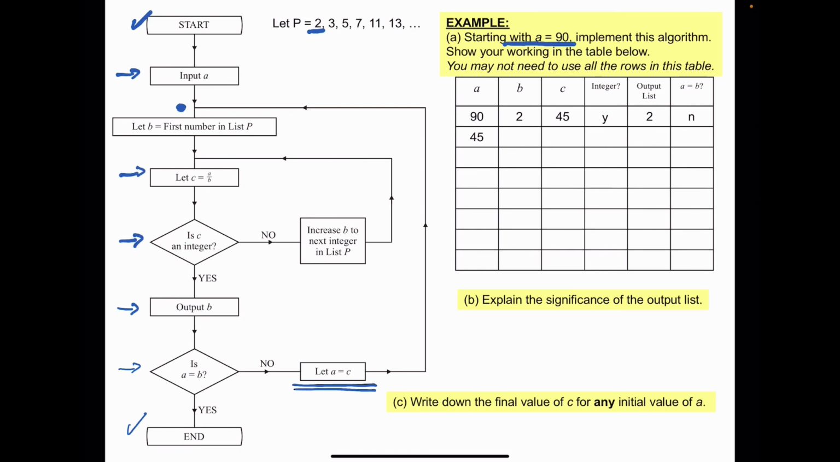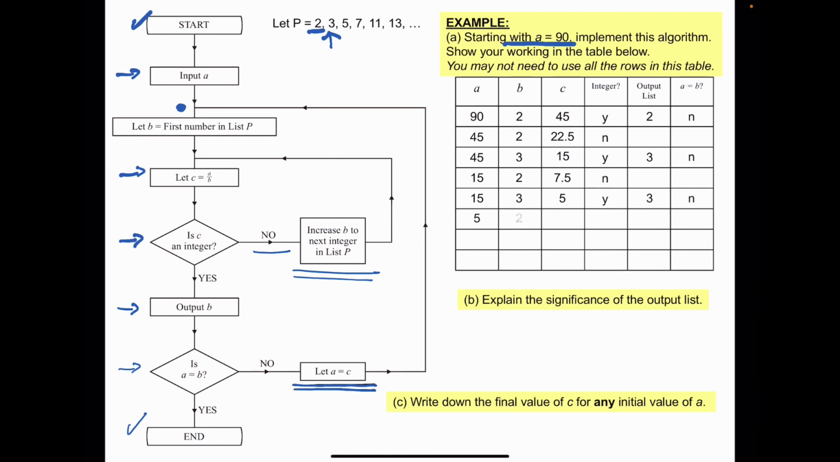I am assigning the first number in list b, which is 2. 45 divided by 2 is 22.5. It's not an integer. That means I am here now and I'm increasing the next integer, which is number 3. So 45 divided by 3 is 15. It's an integer, so I can output. But 3 and 45 are still not the same. That means I'm assigning the new value, that's 15. 15 divided by 2 is 7.5, and so on.